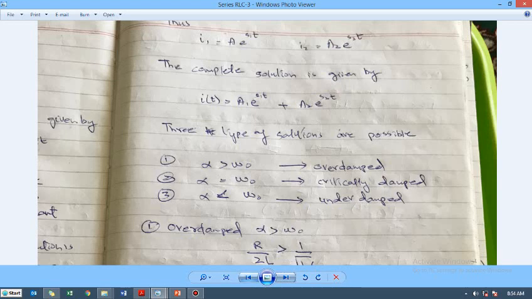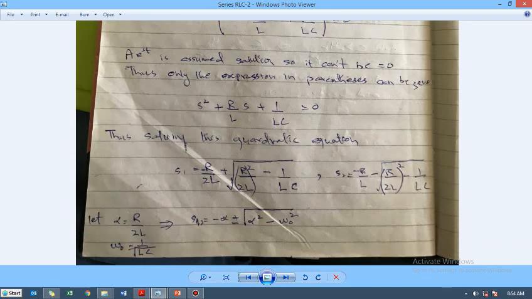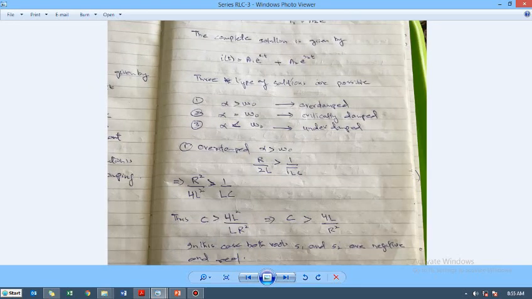I already have told you what alpha and omega are in the quadratic equation roots. This is alpha here, and 1 upon LC is omega naught square, right? So alpha is called the damping factor, and omega naught is called the undamped frequency, right? So going again, there are three possibilities. The first is that alpha is greater than omega.